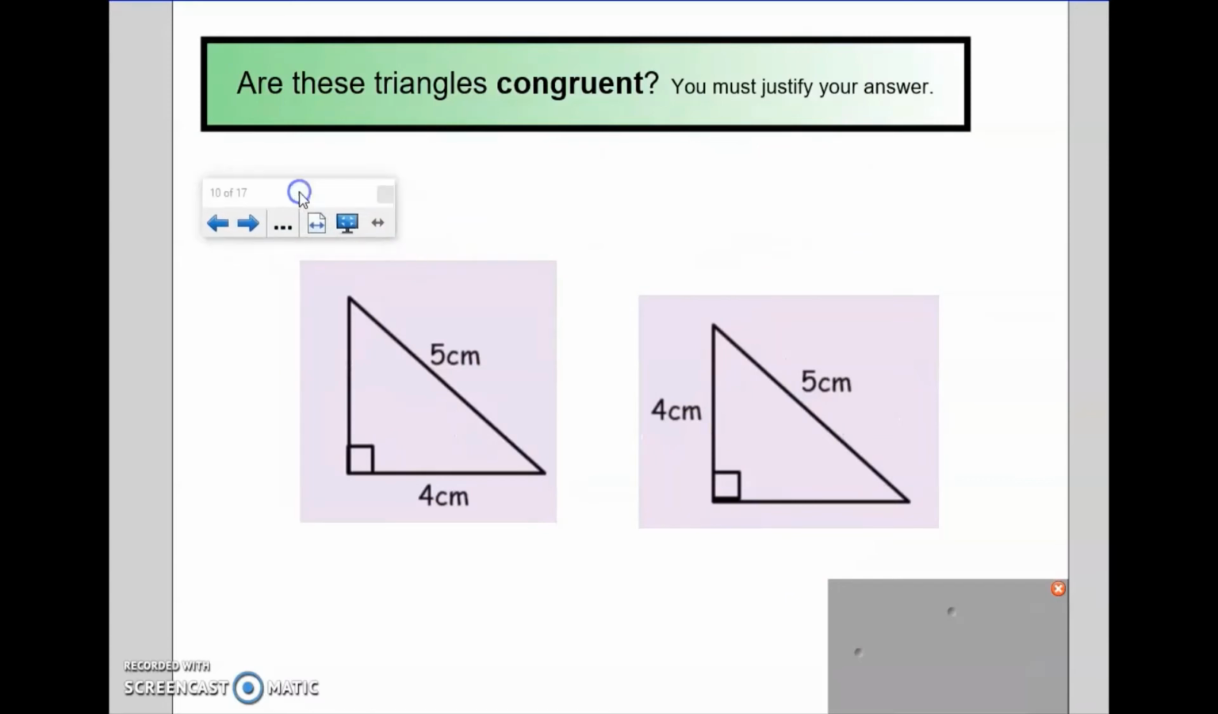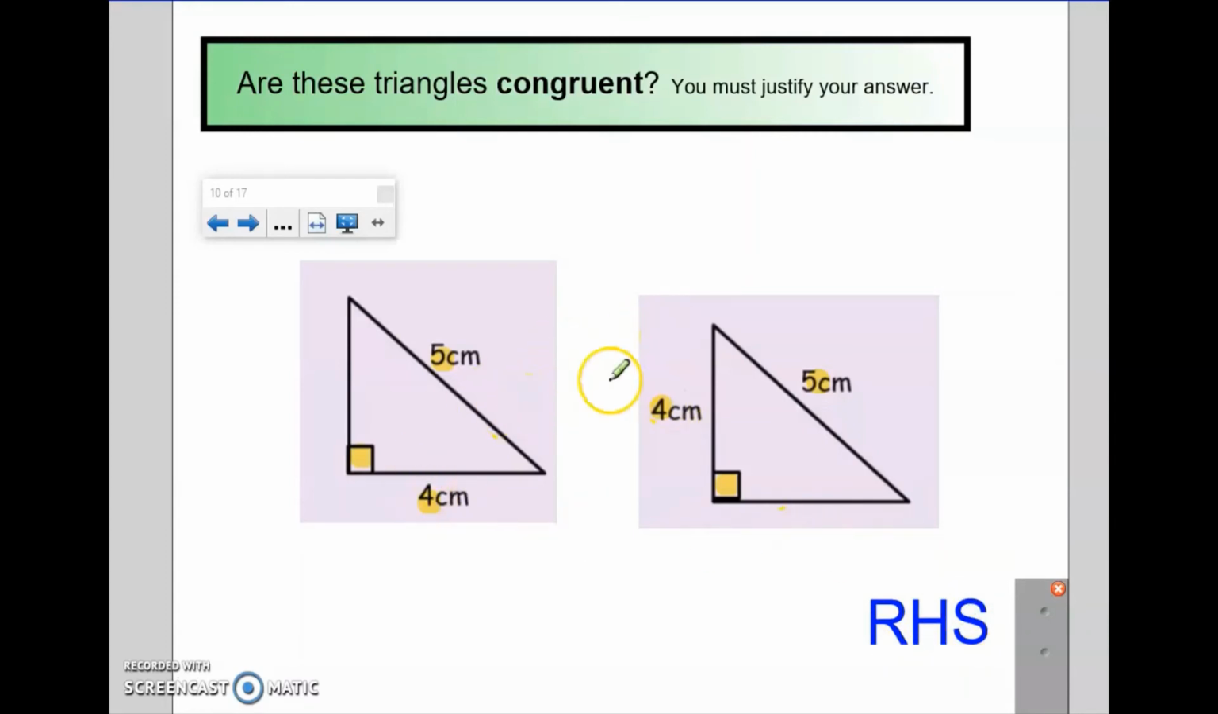Okay, one more basic example to have a go at before I give you a few questions. If I look at these questions, are these triangles congruent? I have a right angle, I have a hypotenuse, and I have a side of 4. So this justification would be RHS, right angle, hypotenuse, side.